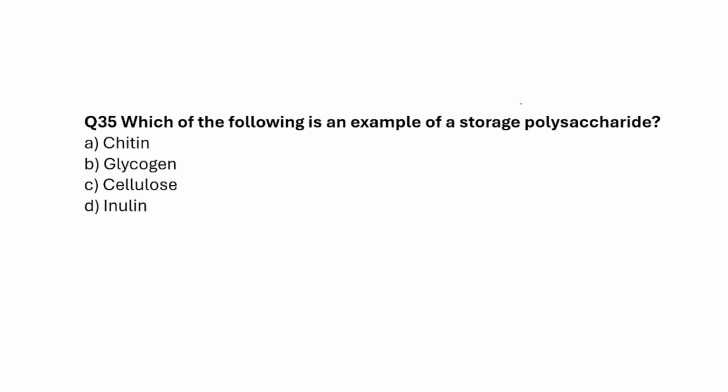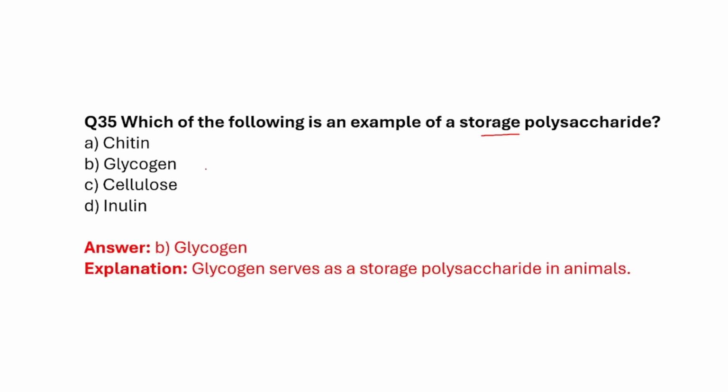Which of the following is an example of a storage polysaccharide? Okay, chitin, glycogen, cellulose, inulin. This we have already discussed earlier. Glycogen is a storage polysaccharide in animals, in the liver and muscles.